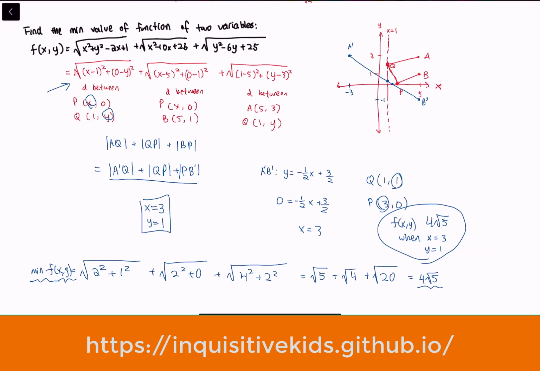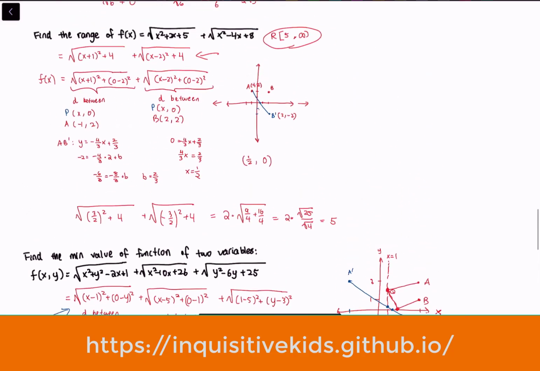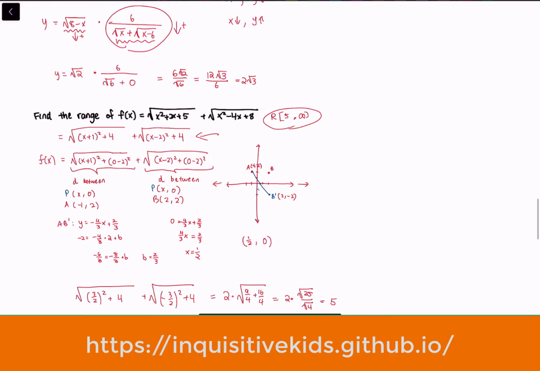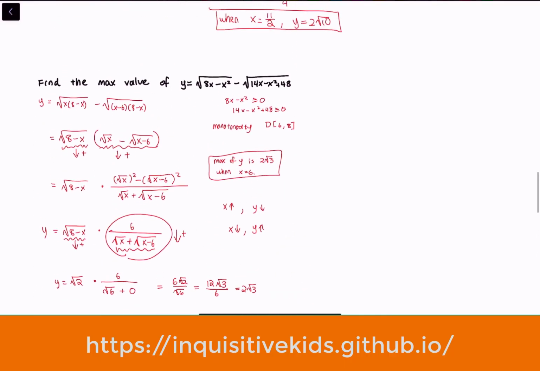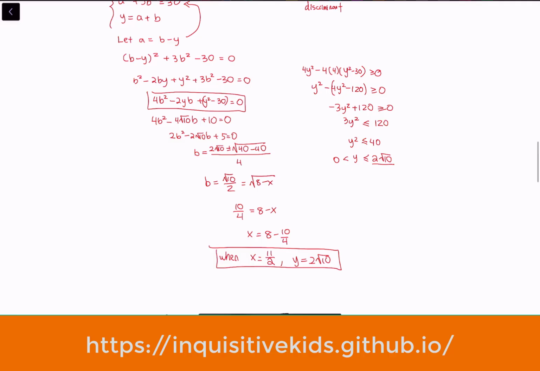Now let's do a recap of what we learned in this lesson. In this lesson, we learned how to find the range or the maximum or minimum values of a function, whether it's about one variable or two variables, using 4 different methods. The first method is analyzing its monotonicity. Monotonicity is analyzing, when x increases, does the output y also increase or does it decrease?